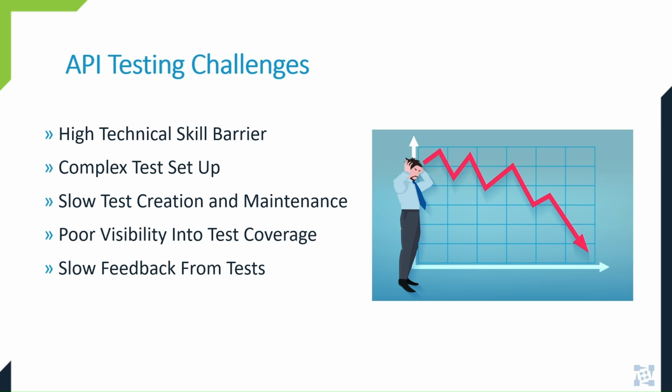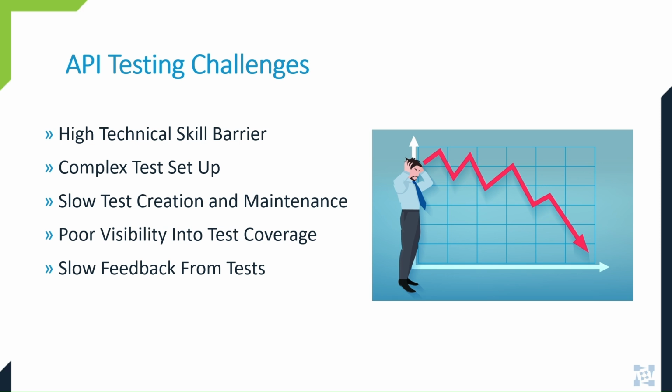And another big one is poor visibility into test coverage. If you don't know what's covered and what's not, how do you know if you're ready for release? You can't. That's traceability. Connecting tests back to requirements or changes is essential for risk-based decisions.